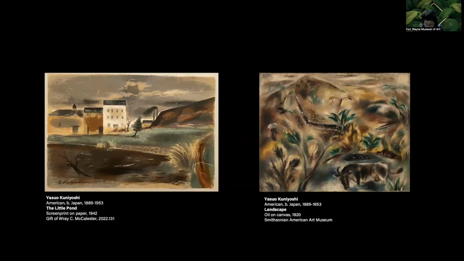This work by Yasuo Kuniyoshi, entitled The Little Pond from 1942, is the earliest screen print in the collection. Born in Japan, Kuniyoshi immigrated to the US and trained under Robert Henri and Kenneth Hayes Miller at the Art Students League, and was regularly included in group exhibitions at the Museum of Modern Art beginning in 1930.